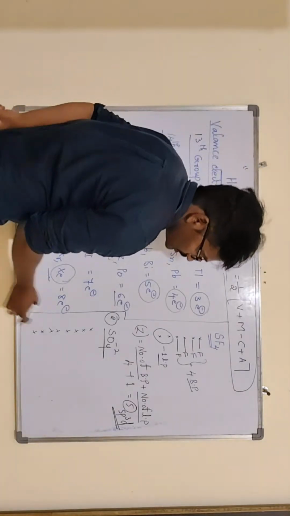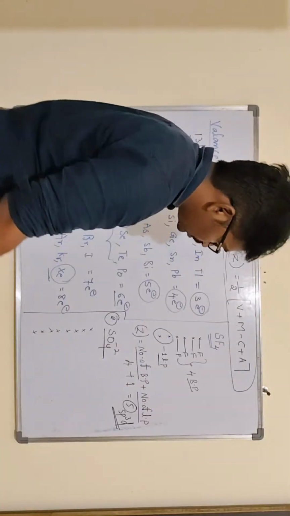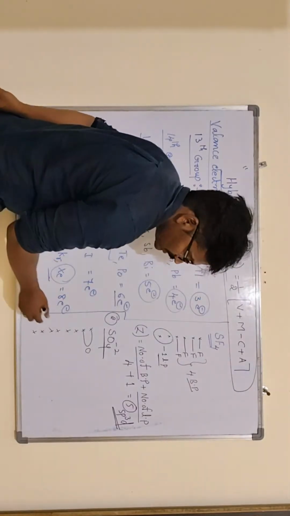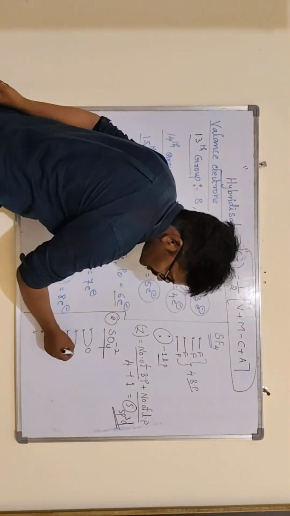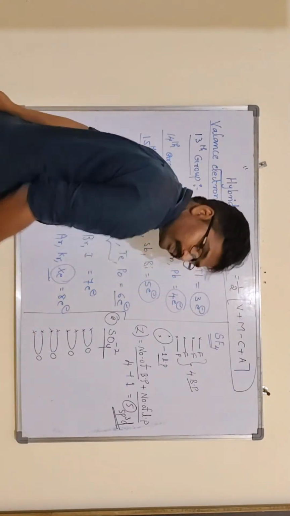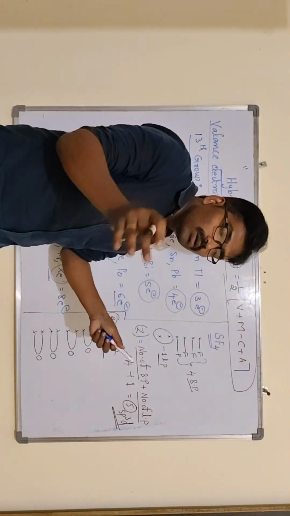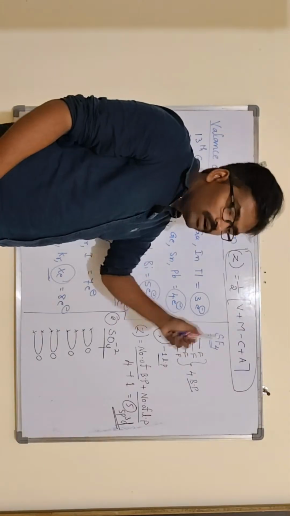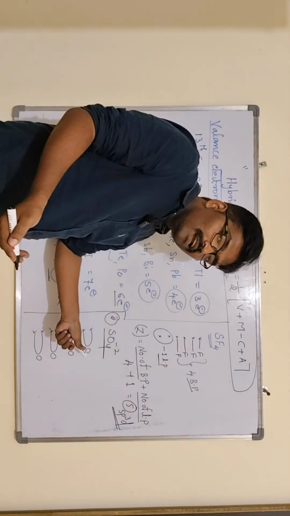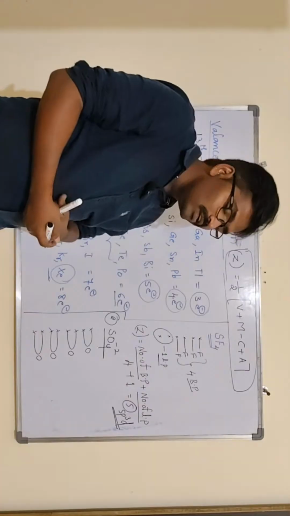Now look at the oxygen atoms. How many are there? 4 oxygen atoms are there. 2 electrons can combine with 1 oxygen. Sir, actually fluorine is a monovalent atom, so it can combine with only 1 electron. But here oxygen is a divalent or bivalent atom, it can combine with 2 electrons.